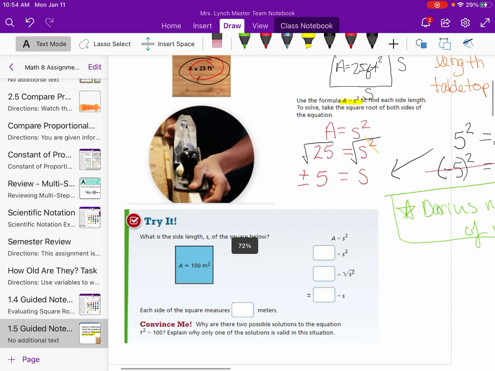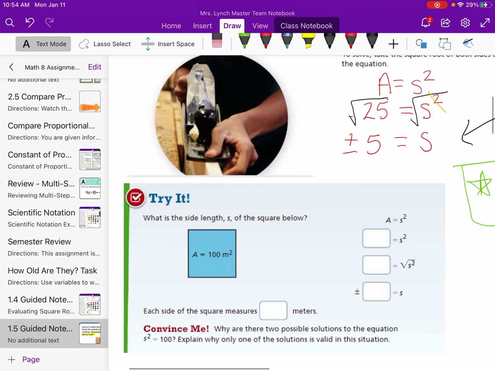Okay, so again, just going to follow through with the try it problem, and walk through it a little bit faster. Here we have another square. What is the side length? All we're trying to figure out is the side length, so we don't have to do that extra step of total length. If the area is 100 meters squared, that's what we're going to start with. So 100 equals s squared.